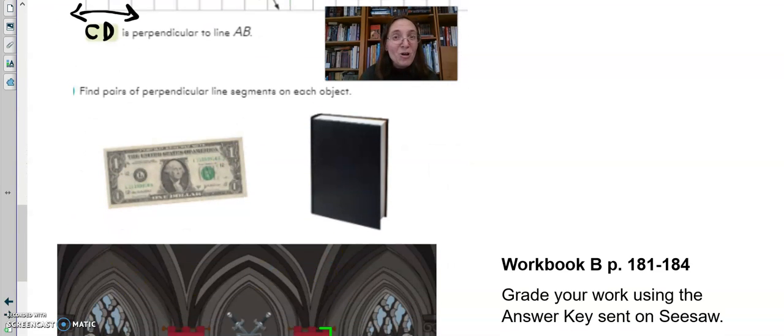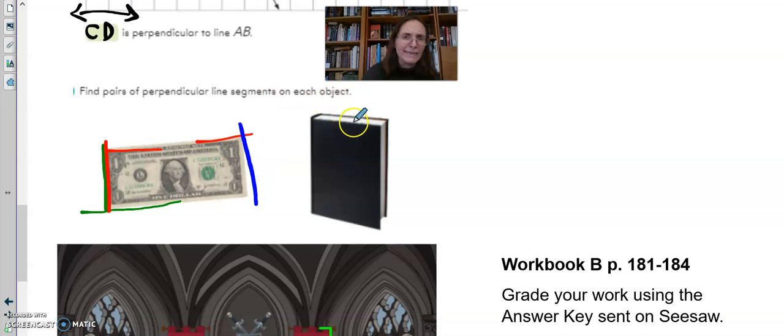Now these are so prevalent that you will find them in everyday objects. So this line segment is perpendicular to that one. And this line segment is also perpendicular to this one. This line segment is also perpendicular to that one. I didn't draw it very well, but you can see that it is. And this line segment is also perpendicular to this one. How about on a book? Here we have pairs of parallel lines, or perpendicular lines, so many of them.